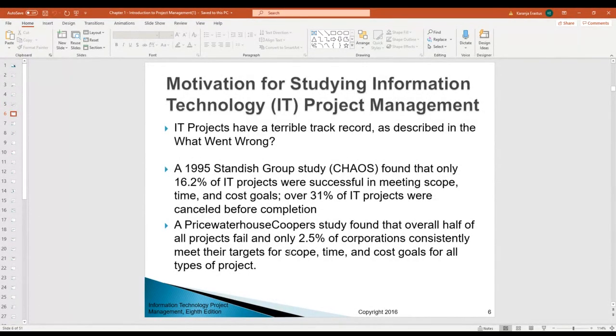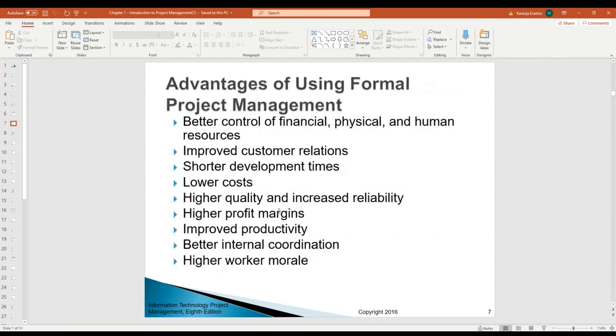Okay, so we'll not go through all this, but it's just to show you the success of the projects and how many projects are not doing very well and how companies need to improve. So that's why we need people who are skilled in project management.